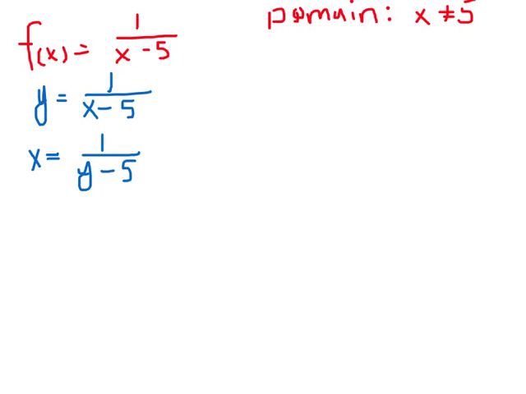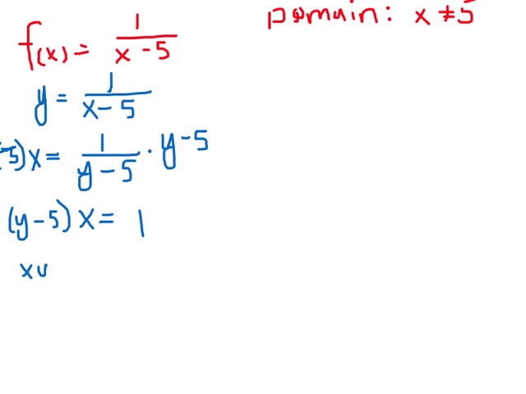Okay, remember that I told you in a previous class that in order to solve for a specific variable, it cannot be in the denominator, so we need to get that out. So we have y minus 5 times x equals 1. Let's distribute that x through, so we get xy minus 5x equals 1.